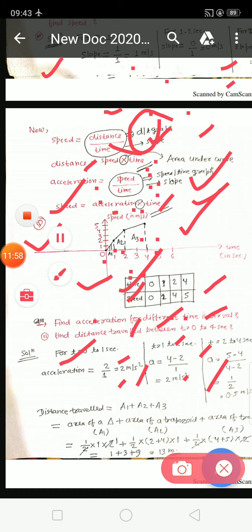Now, as we know, speed equals distance upon time. So in a distance time graph, if you have to calculate speed, we calculate the slope. Now, what you can find here is that distance will be speed into time; this time will go there and it will multiply. If acceleration is speed upon time, how will you calculate speed? It is acceleration into time.